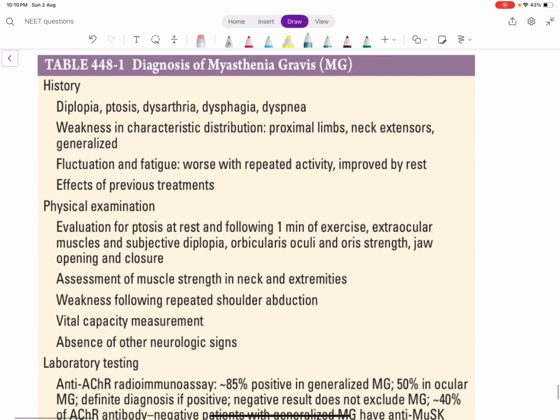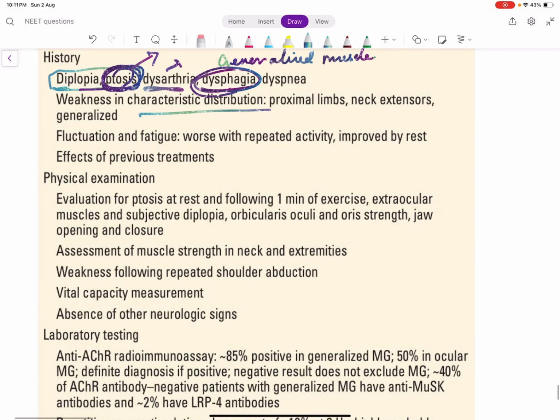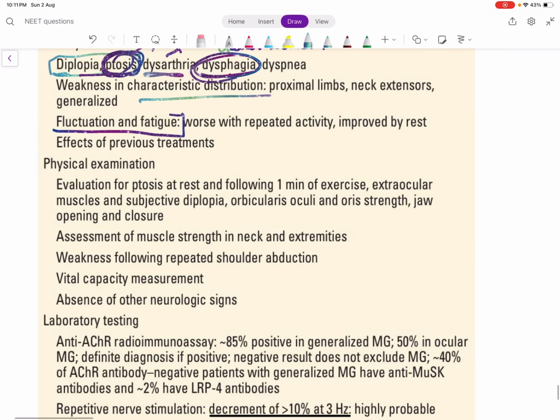So this is the history. There will be muscle weakness, definitely. It will be a generalized muscle weakness. So there will be limb muscle weakness, eye muscle weakness, pharyngeal muscle weakness. Eye muscle weakness will cause ptosis. So that is the usual presenting symptom, drooping of eyelids towards the evening. We have dysarthria, dysphagia, pharyngeal myasthenia can be there. There is weakness. Fluctuation and fatigue is the key feature, that is more with repeated activity.